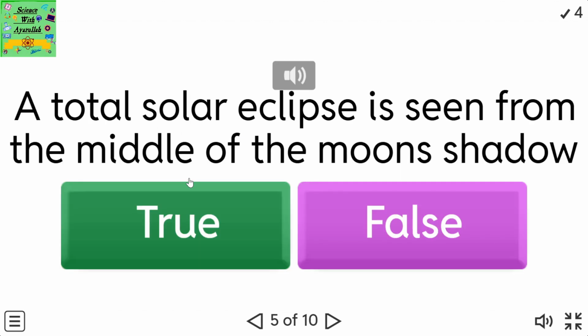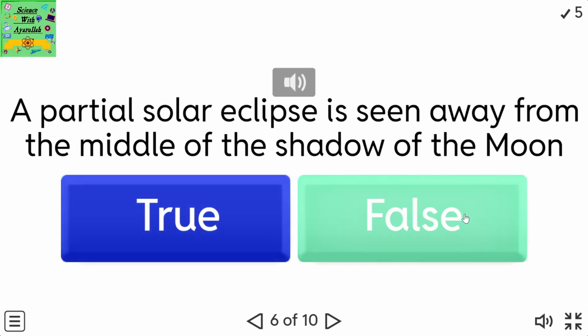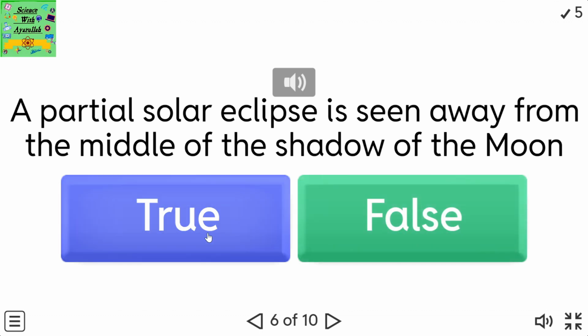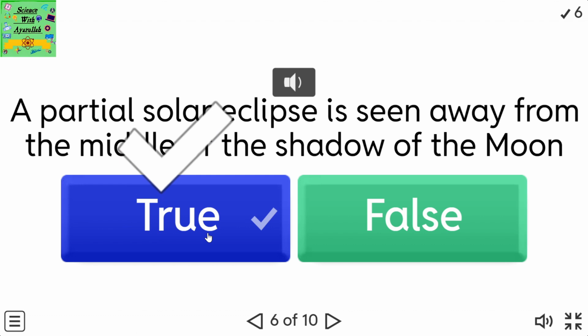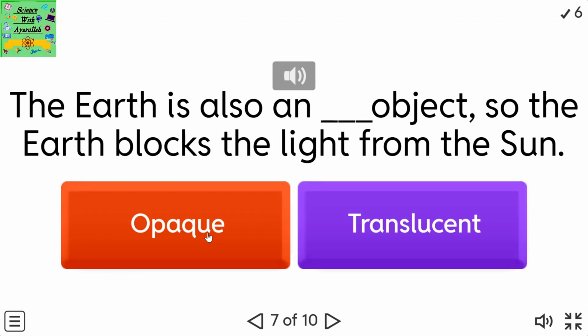A total solar eclipse is seen from the middle of the moon's shadow. A partial solar eclipse is seen away from the middle of the shadow of the moon. The Earth is also an opaque object.